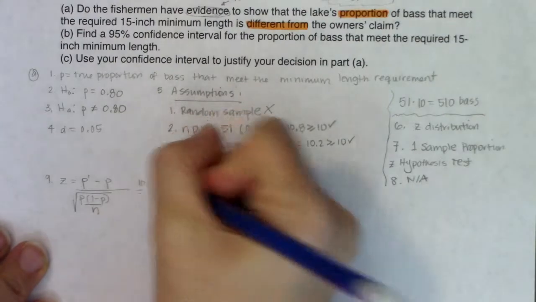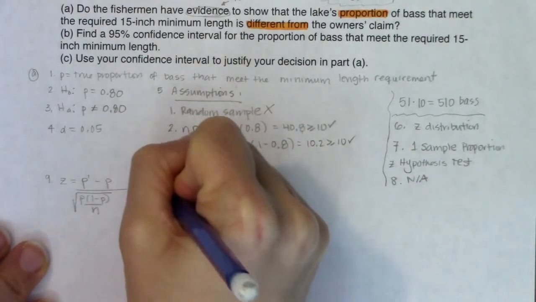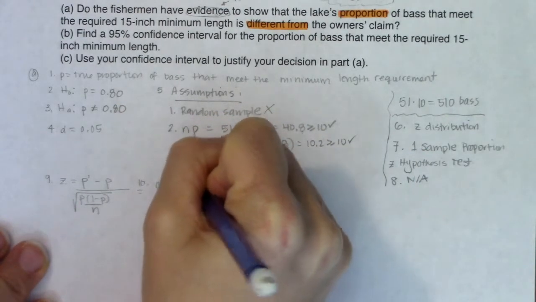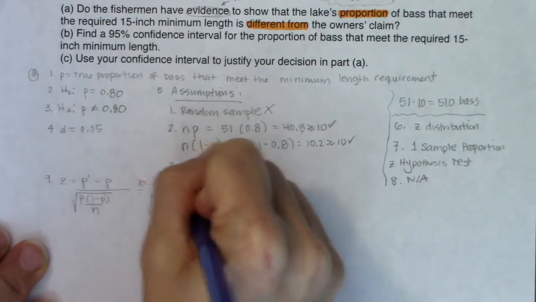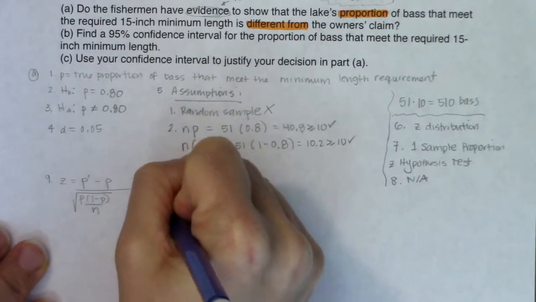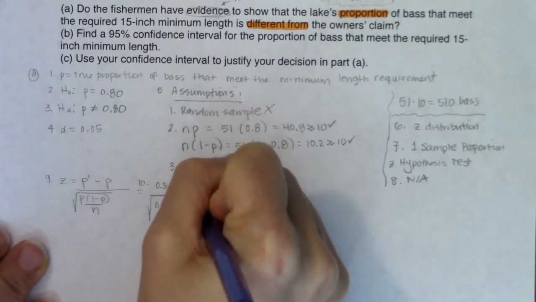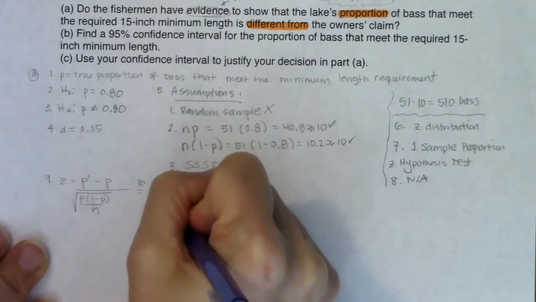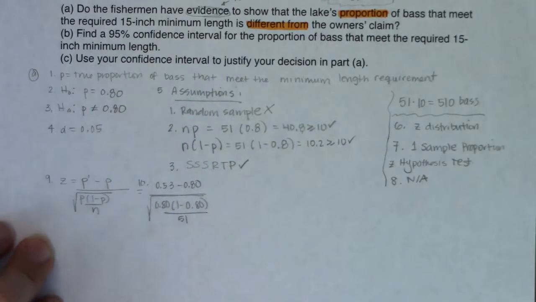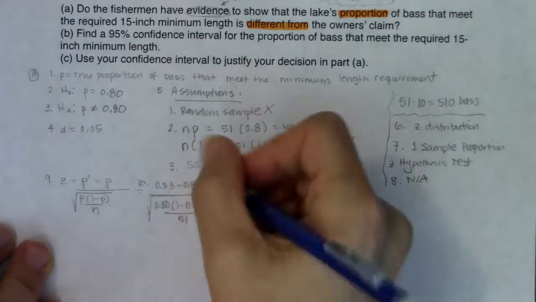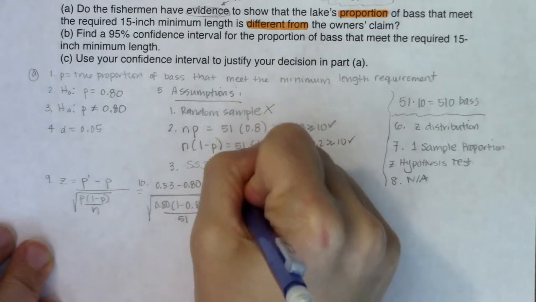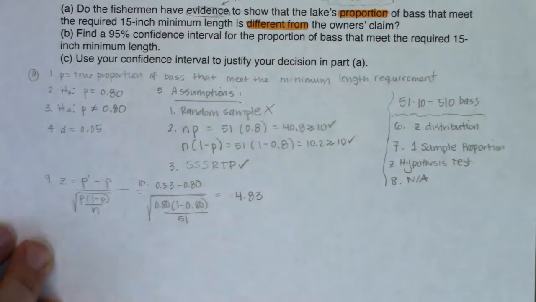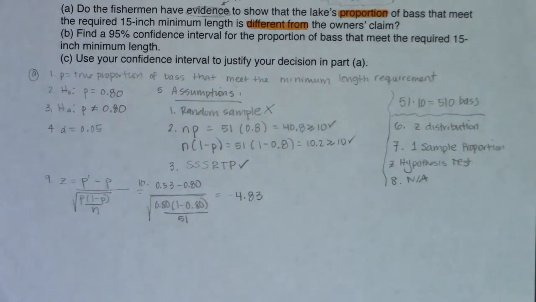Okay, so I'm gonna say, what was my sample proportion? Yeah, 53. My null was 80. And I'm gonna go square root of 80, 1 minus 80, over 51. Okay, so again, you're gonna take a leap of faith with me for this problem, and then we will do this on our calculator, but just trust me that when you do this, you get negative 4.83. And I want you to think about where negative 4.83 lives on the standard normal distribution. Think about that graph, okay?